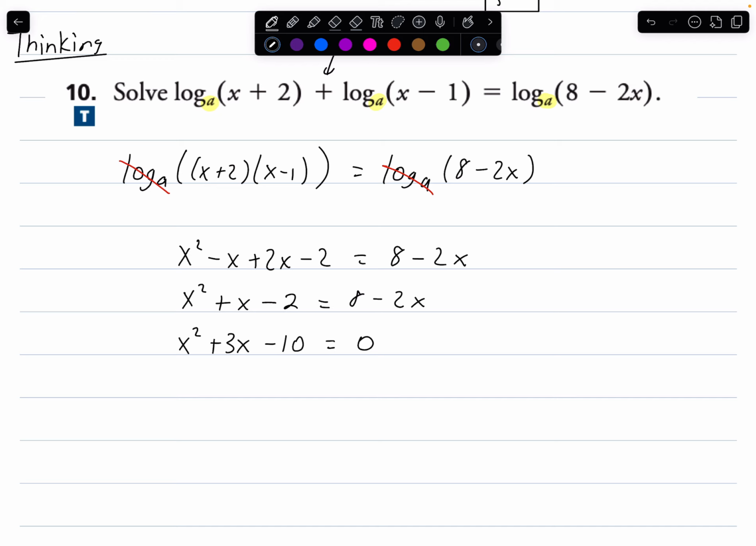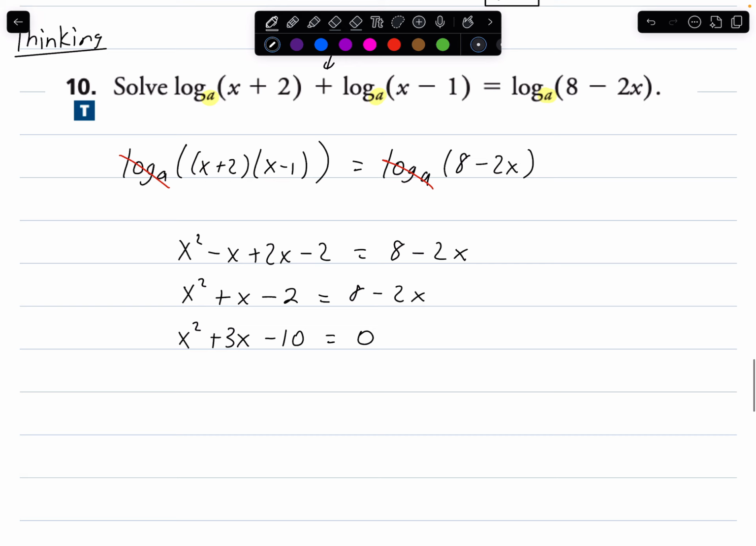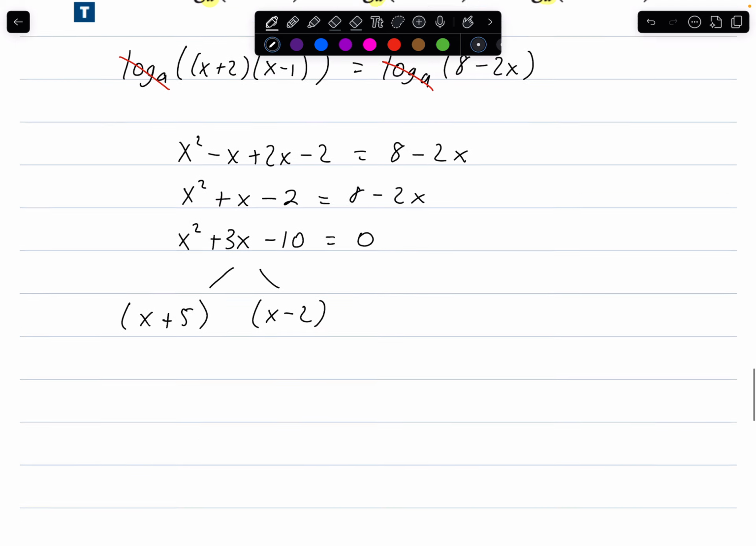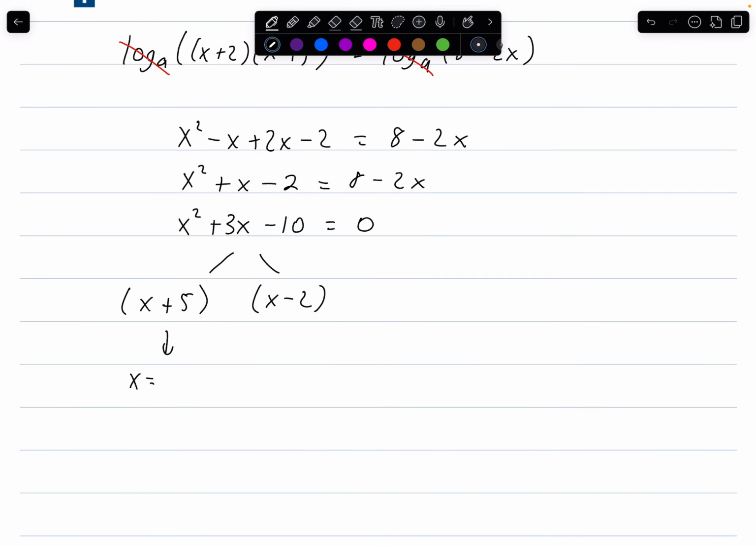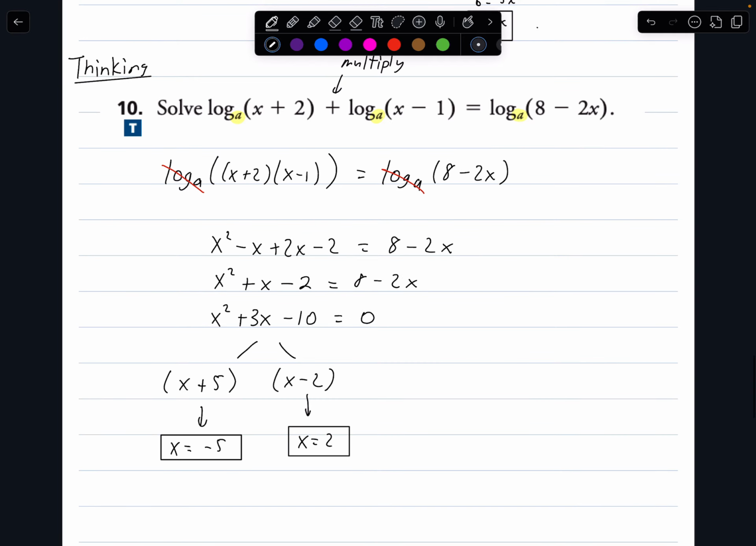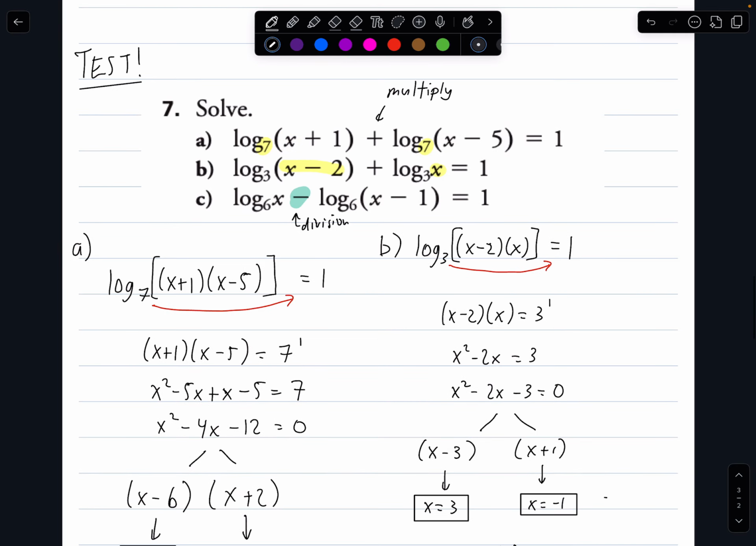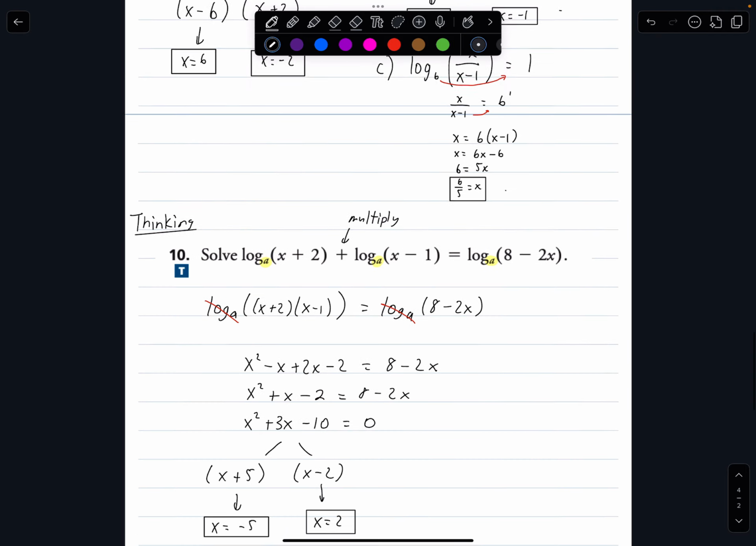And then from here, we've got simple factoring. So x plus 5 and x minus 2 would be the factors. So we get x equals negative 5. That's one of them. And then last but not least, x equals 2. So this one, very similar, same base. We know we can cancel out. It's actually really similar to the questions we were doing in question 7. But these are the types of questions I want you guys to be familiar with, okay?